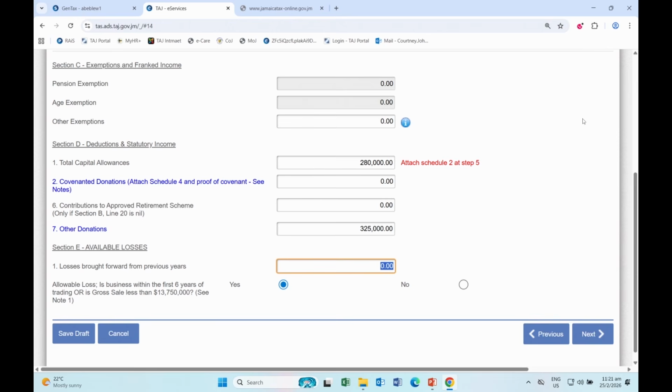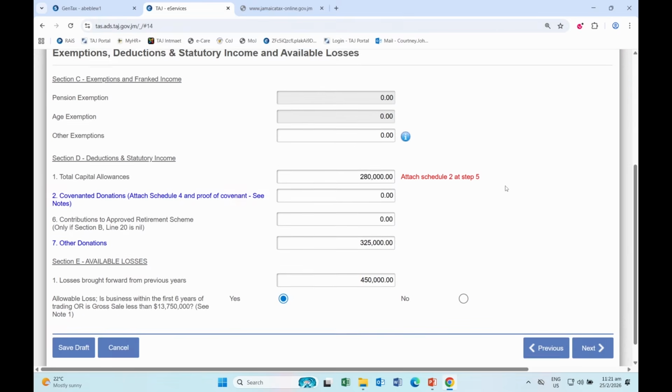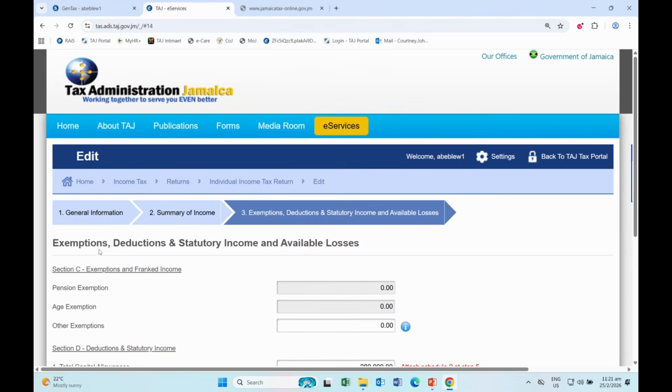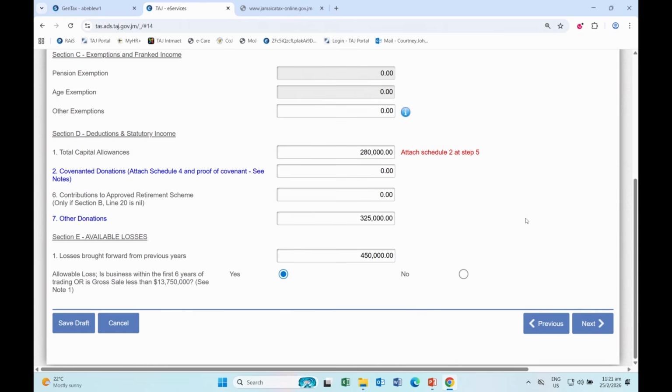Now, as it pertains to losses, he had carried forward a loss from 2024 of $450,000. Now we have completed the sections that speak to exemptions, deductions, and statutory income, along with allowable losses. So we'll proceed to the next page.